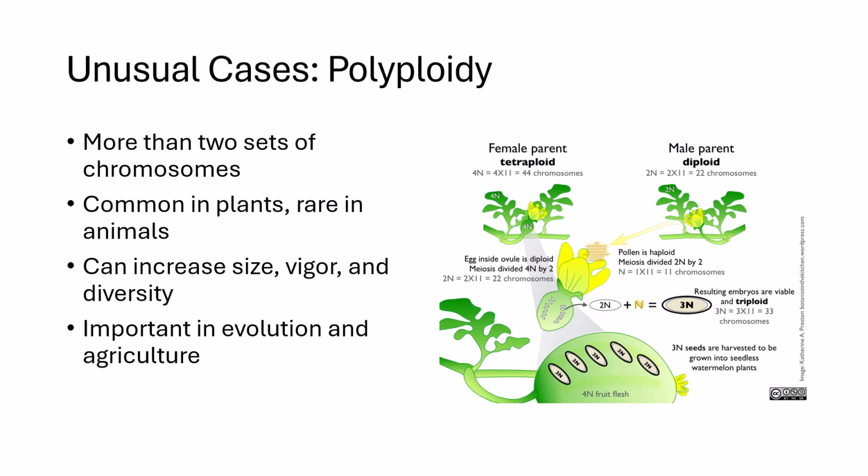A polyploid plant may become reproductively isolated from its diploid ancestors, allowing it to follow its own evolutionary path. This is another example of how changes in chromosome number, whether through meiosis, mitosis errors, or polyploidy, can have visible effects on plant structure, growth, and diversity.